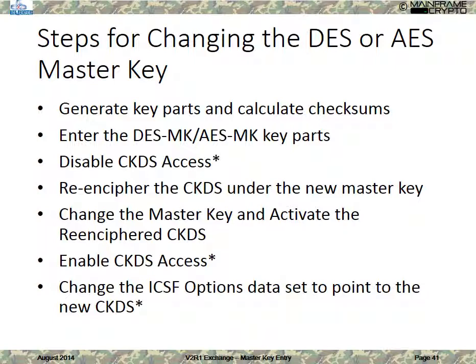Once again, ICSF would continue using the CKDS and can continue reading and getting data, and cryptography could still go on. You just couldn't create or change any keys in the key store once this access was disabled. Then you perform the re-encipher: read the current CKDS, decrypt the records from underneath the current master key, re-encrypt them under the new master key, and write the newly encrypted value out to the new CKDS. Then you would actually perform the change.